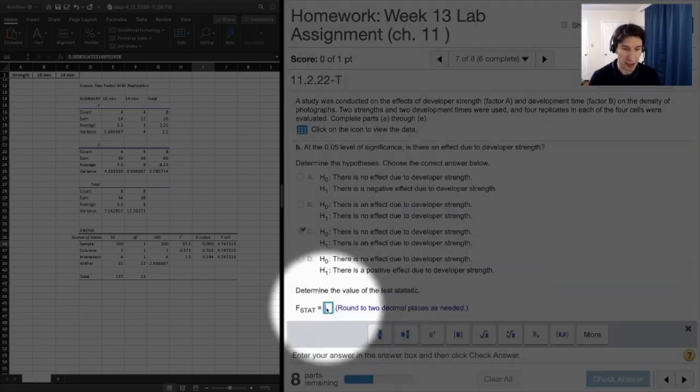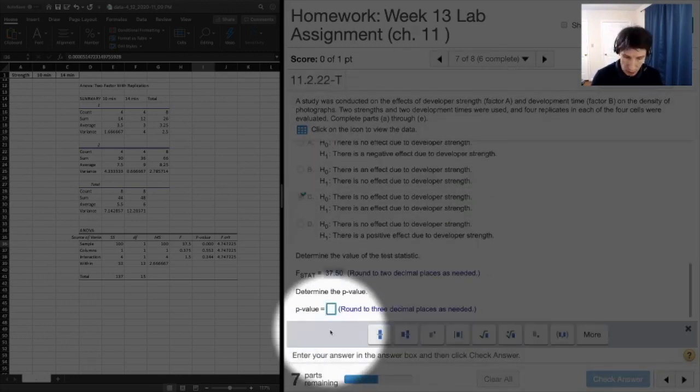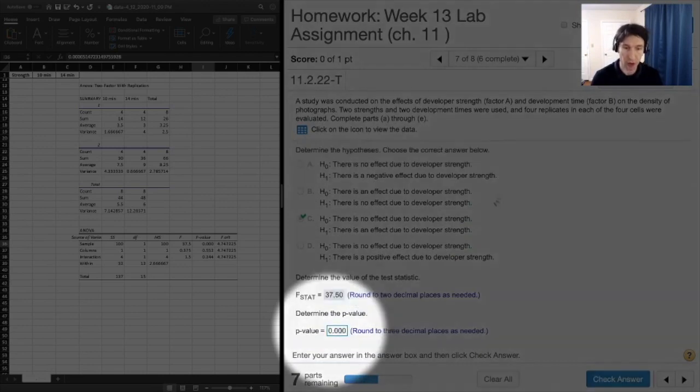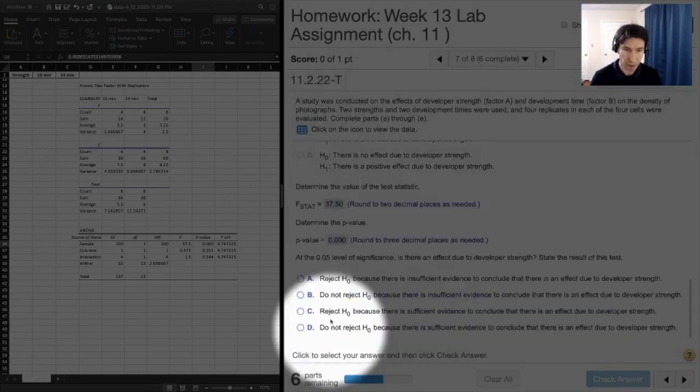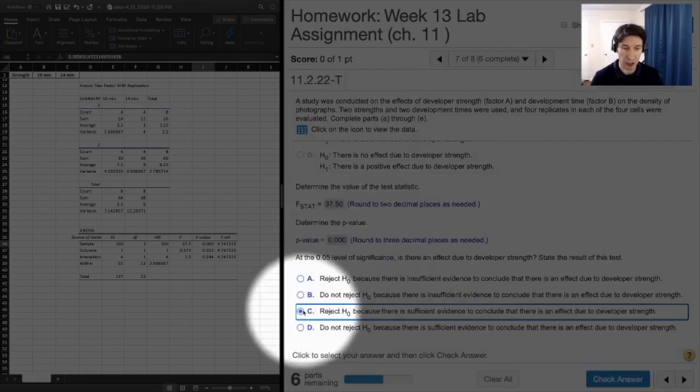Value of the test statistic, oh, they want 2 decimals. P-value 0.000, they want 3 decimals. This is very low. We reject. We have sufficient evidence.